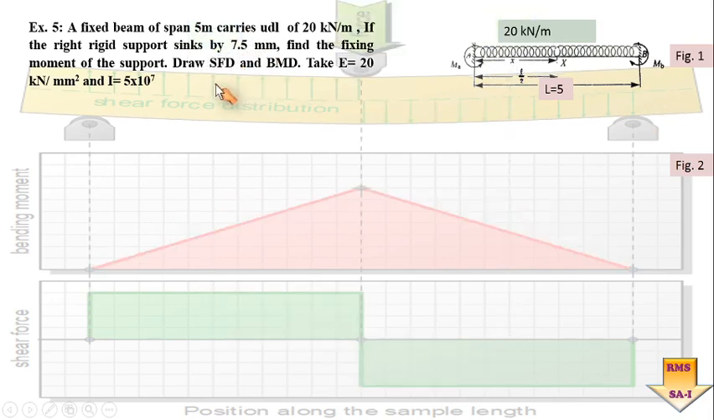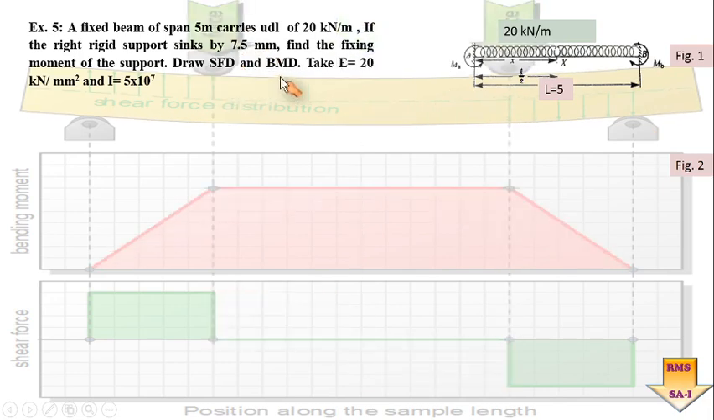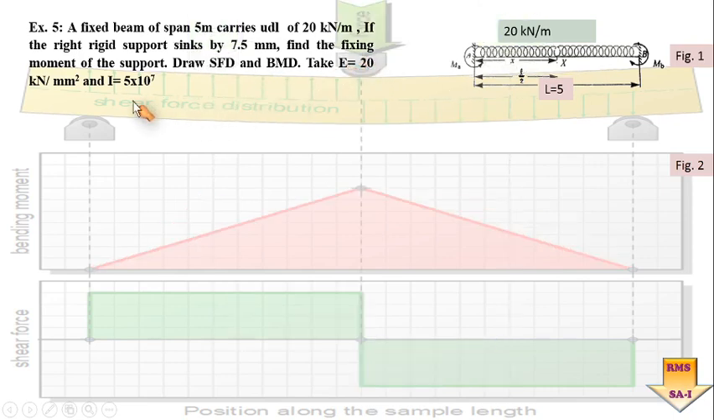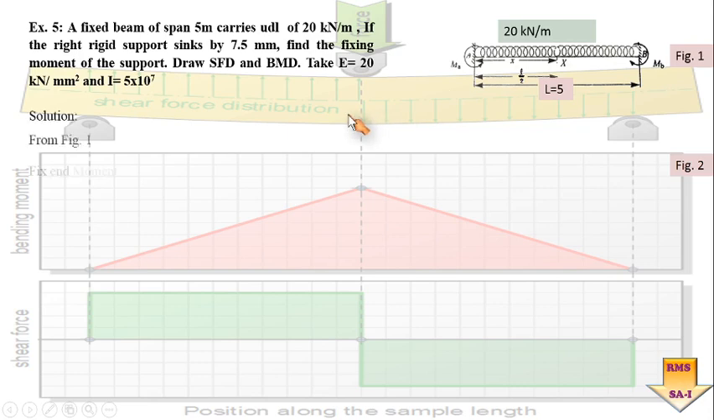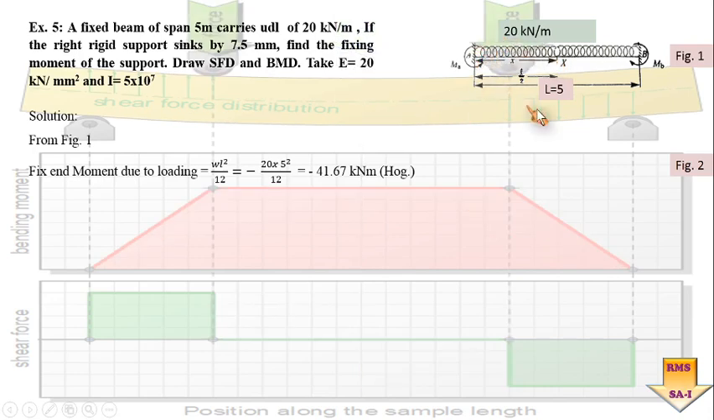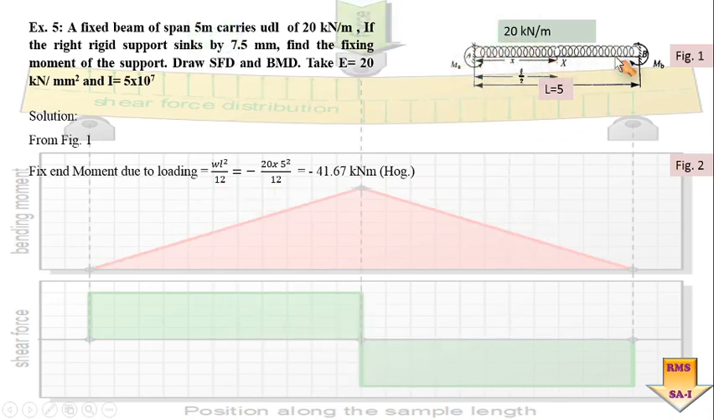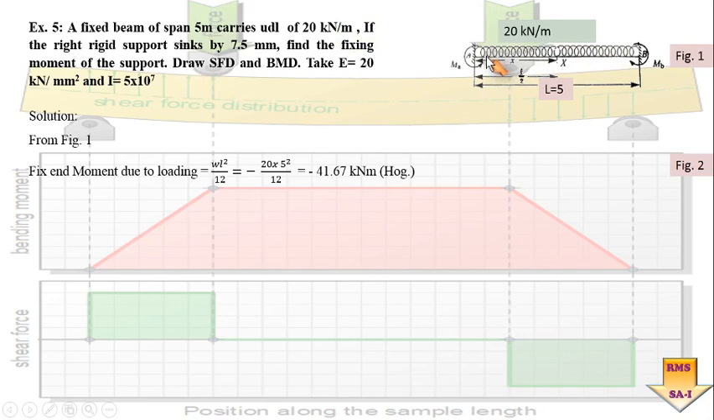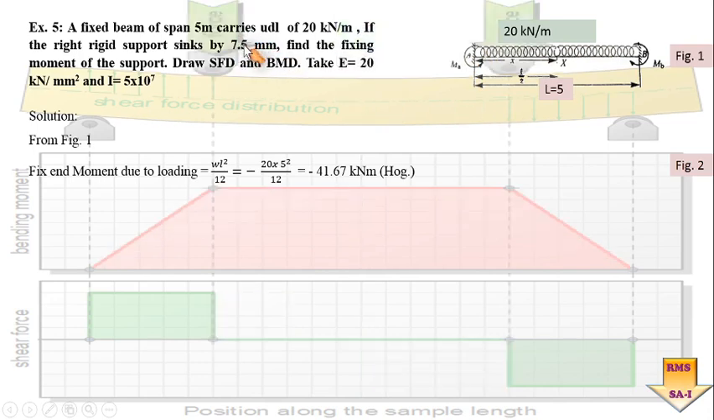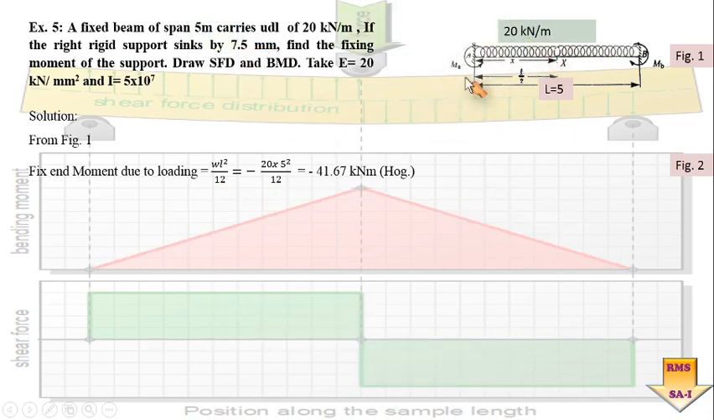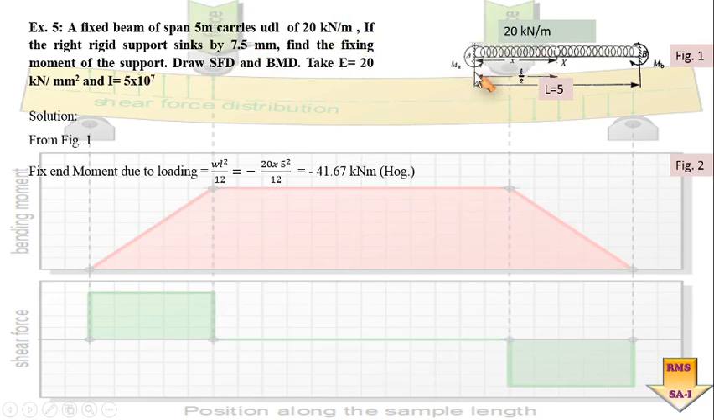Further, we are required to draw the shear force diagram and the bending moment diagram, for which the values of E and I are already given in this problem. So here from figure 1 we can see that the figure is composed of two types of effect. One is a plain UDL acting on the beam without any sinking. This is the first action, and the second effect will be due to the sinking of the support, and ultimately the total resultant will be the combination of the UDL along with the sinking of the support at point B.